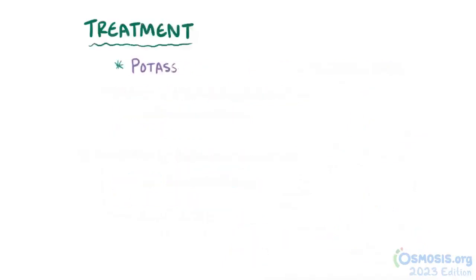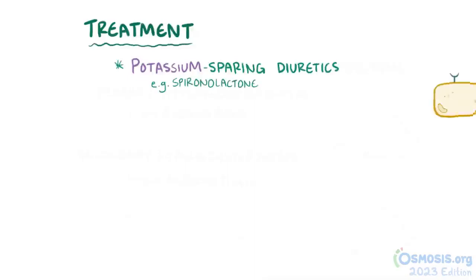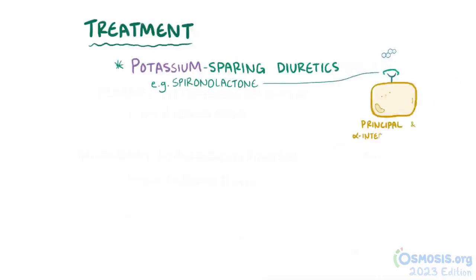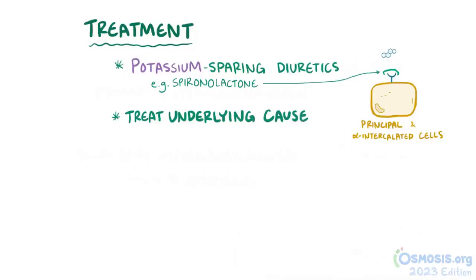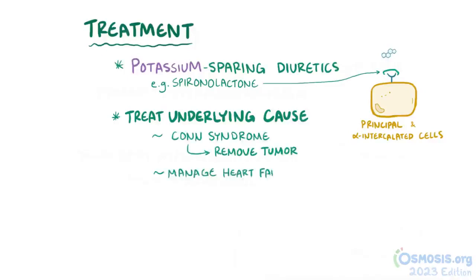Treatment of hyperaldosteronism is usually with potassium-sparing diuretics, especially spironolactone, which competitively binds to aldosterone receptors on the principal and alpha intercalated cells. With these medications around, aldosterone can't exert its effects. Additionally, treating the underlying cause can also be helpful. For example, in Conn syndrome, surgical removal of the tumor can help, and also managing heart failure and cirrhosis.